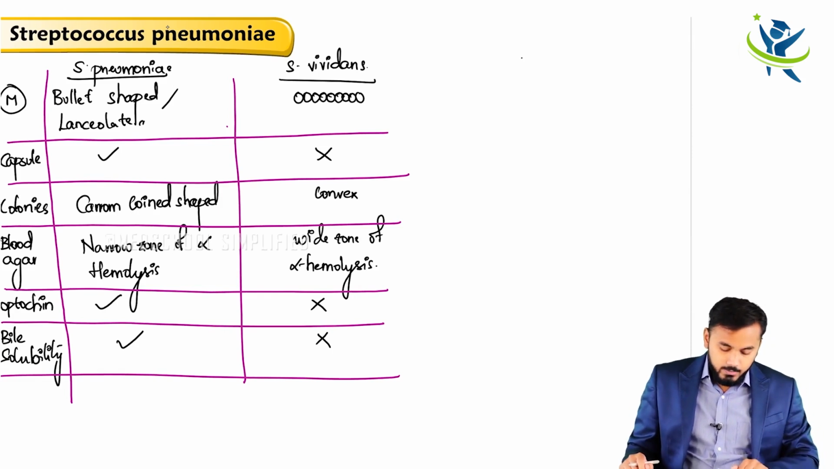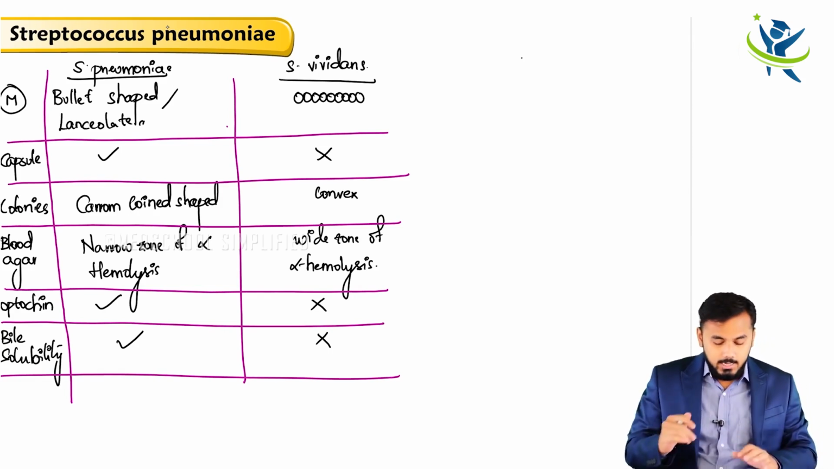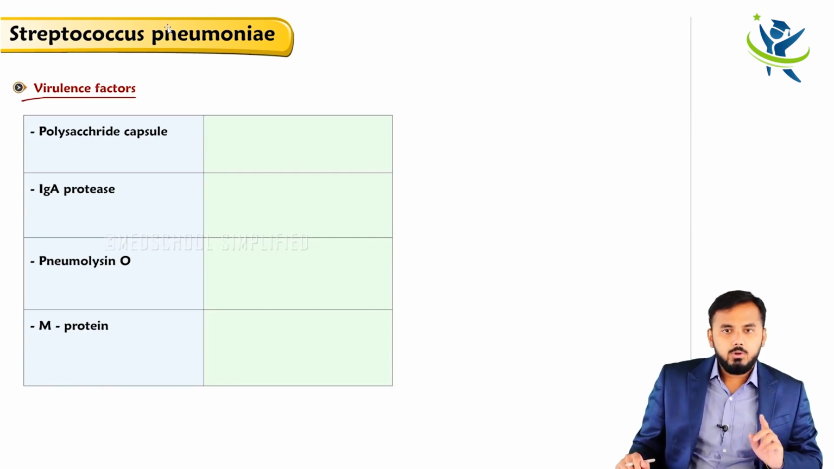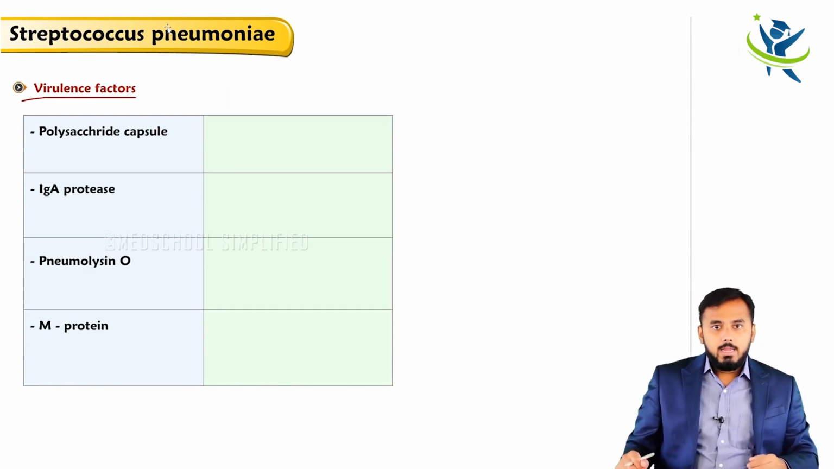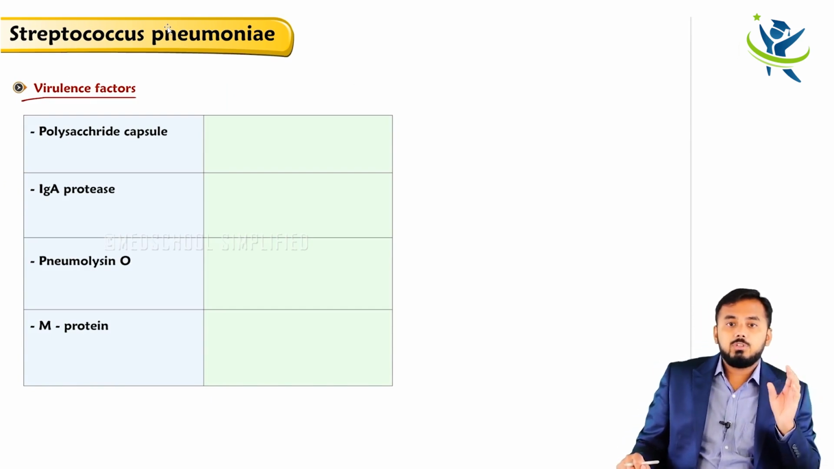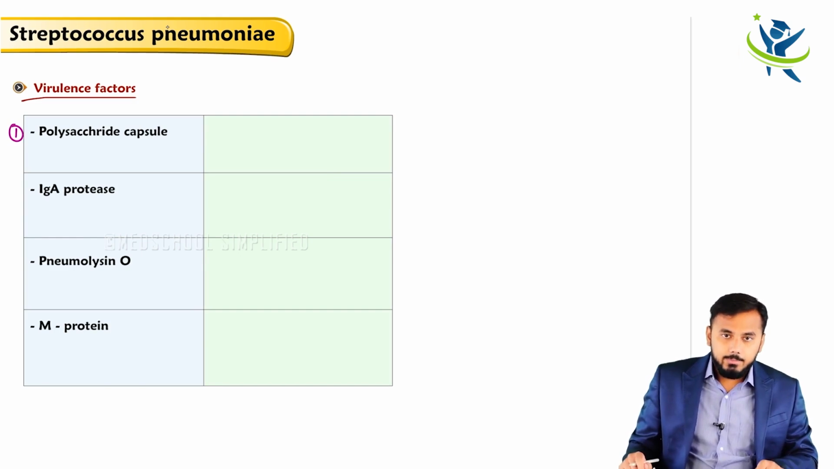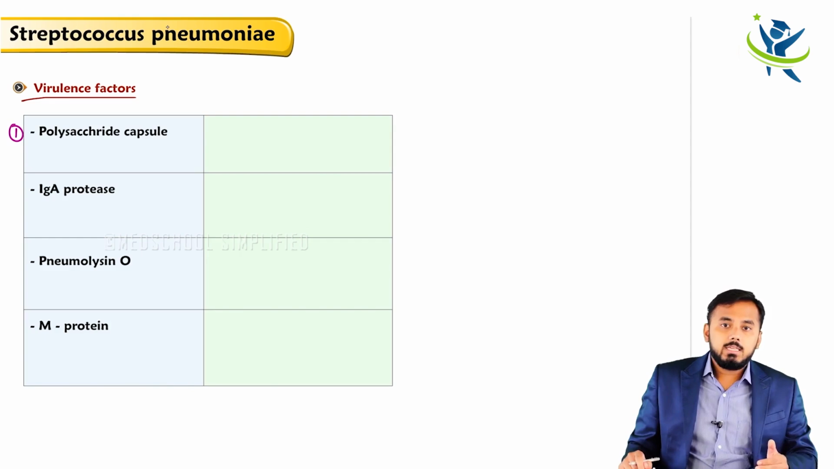Okay. Now, another important thing is, let us discuss all the virulence factors which Streptococcus pneumoniae has. I told you the most important virulence factor is the capsule, and the capsule is made up of a polysaccharide, which is why you call it a polysaccharide capsule. So virulence factor number 1 is the polysaccharide capsule. And what is its function? I already told you: the polysaccharide capsule helps in adhesion and prevents phagocytosis.